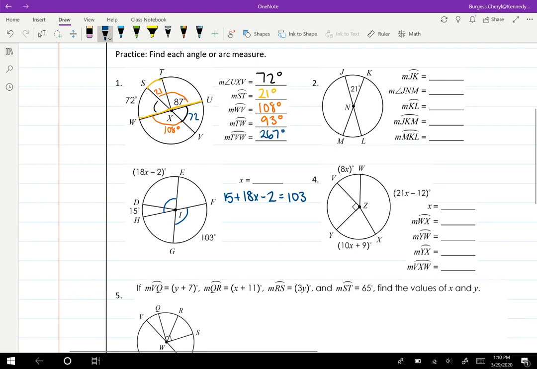And combining like terms here on the left side, that's 13 plus 18x equals 103. We'll subtract 13 on both sides, leaving us with 18x equals 90. And finally, divide by 18 to get x is 5. Okay, please pause the video again and work on number 4.